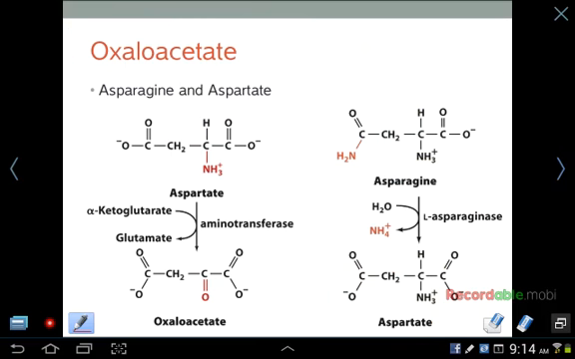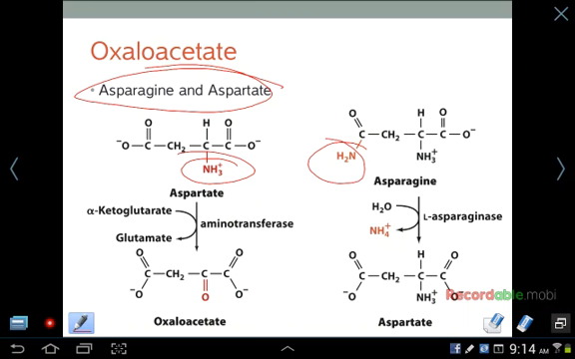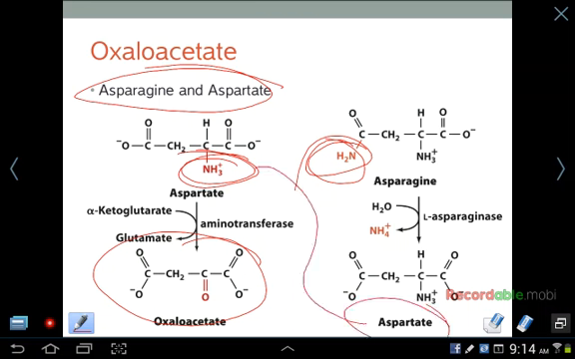Oxaloacetate is formed from asparagine as well as aspartate. Okay, so these are relatively easy. All you have is removal of the ammonia group. The ammonia group of aspartate in aminotransferase immediately becomes oxaloacetate. With asparagine, we get 2 ammonia transfers. So we transfer first the R group ammonia to end up with aspartate, and then we do the same reaction. Transfer this ammonia group to alpha-ketoglutarate to get oxaloacetate.